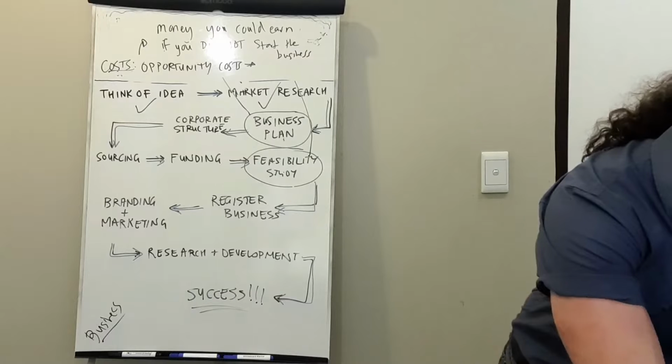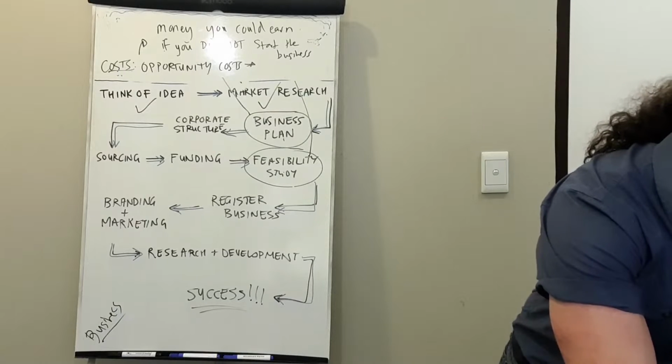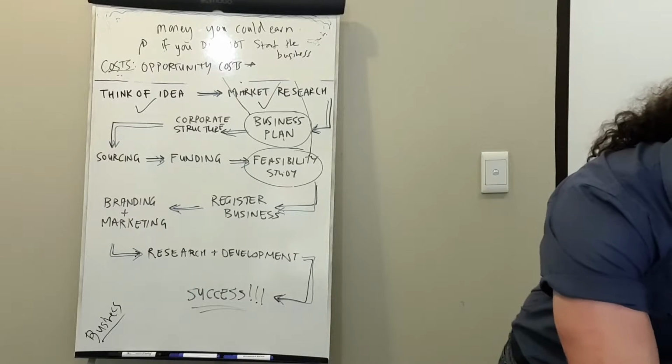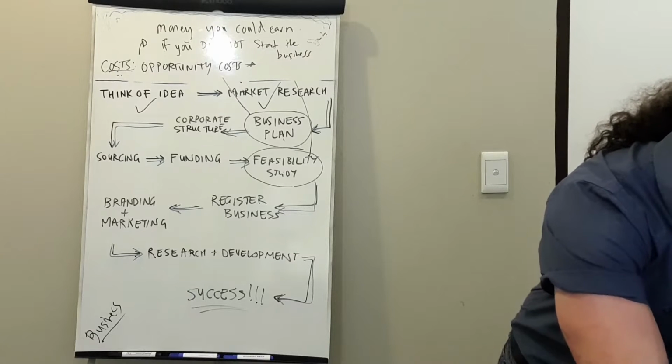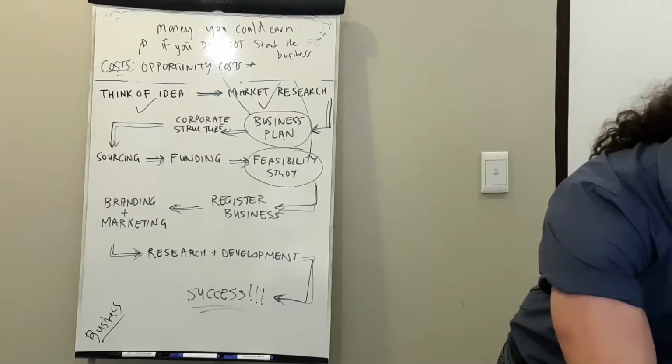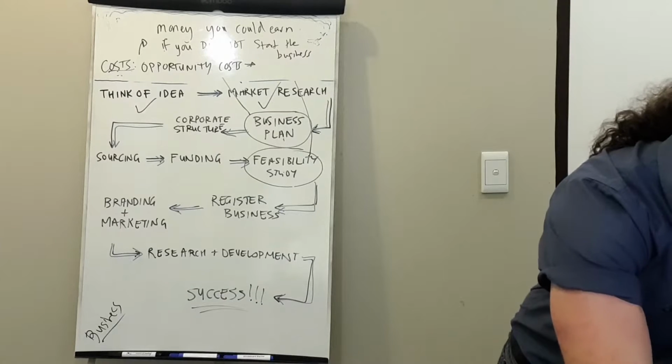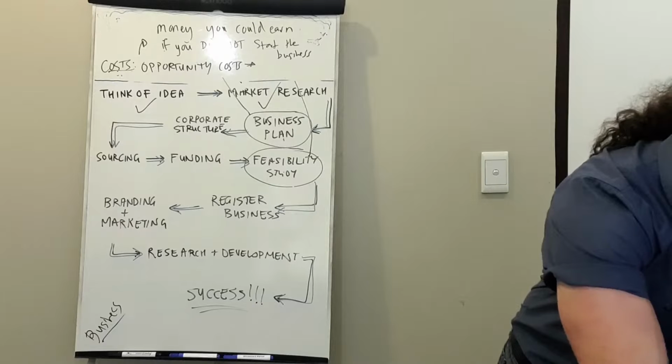First, we had our business plan. And our business plan is a big document that talks about the future of the business. And then we also have opportunity costs, which is the money you could earn if you did not start the business.